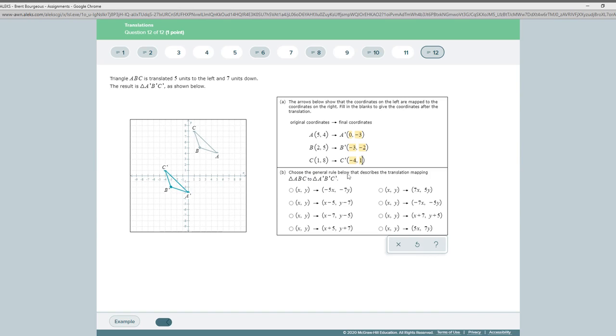Okay, now choose the general rule about this description. So if you could pick out a rule that describes what happened to the x and y values in this translation, which one would it be? So as you remember, we went 5 units to the left. That means we subtracted 5 from our x value. And then we went 7 units down, which means we subtract 7 from our y value. So we're going to be looking for x minus 5 and y minus 7. And sure enough, here it is right here. So that's the rule that basically describes what happens in this translation.